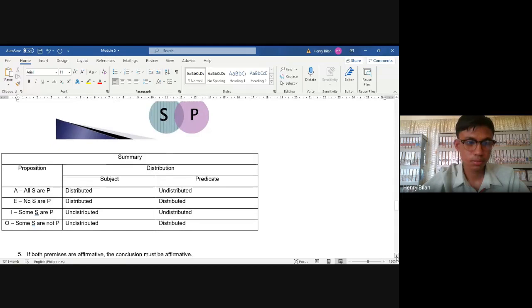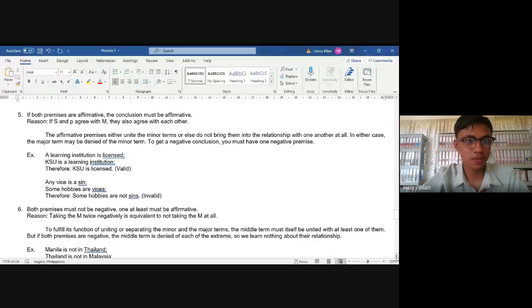Number 5: if both premises are affirmative, the conclusion must be affirmative. Always remember, kapag parehong affirmative or plus-plus sign yung major and minor premise natin, yung conclusion natin ay affirmative din siya. So, plus plus plus dapat. Tulad nito: A learning institution is licensed. Affirmative siya. KSU is a learning institution. Affirmative. Therefore, KSU is licensed. Affirmative din siya.